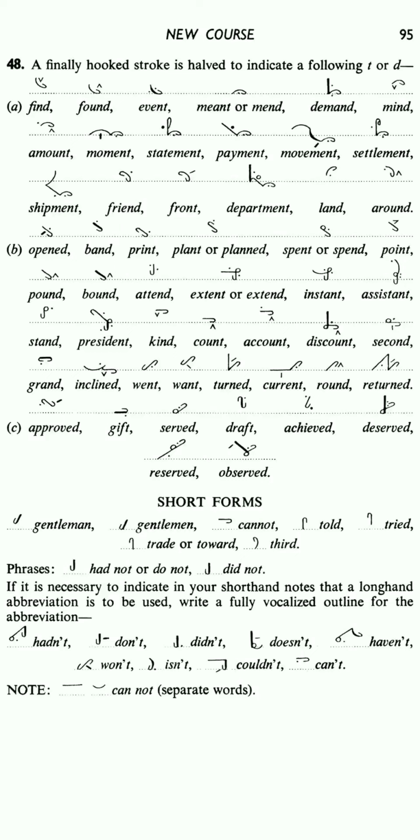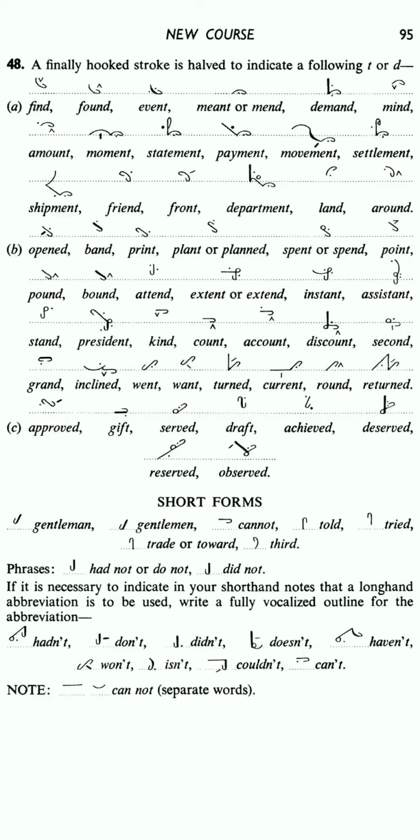Heavy dash on the second place of P before it, and light dot on the second place of P after it. Band: B halved here with N hook above the line, light dot on the first place of B after it. Print: P halved here with R hook with N hook on the line, light dot on the third place of P after it. Plant or planned: same outline.